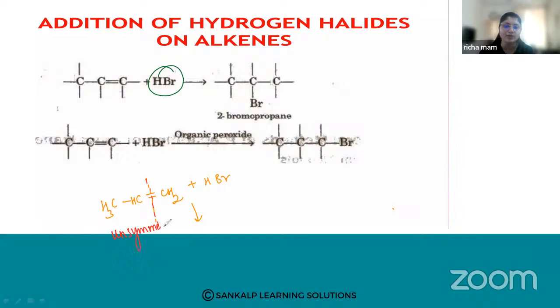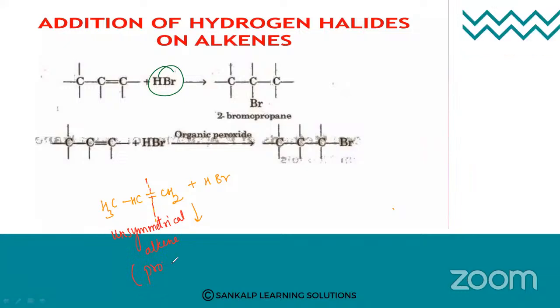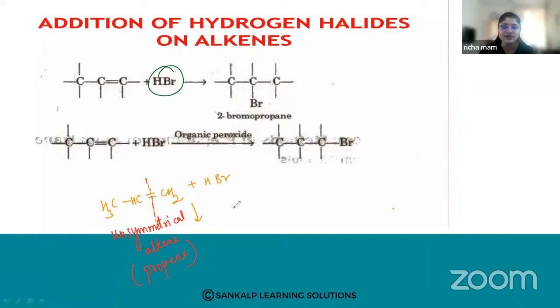Now add to that unsymmetrical alkene. Can you give the name of this alkene? It is propene. Good. Now this is propene. Now, how will the addition be possible? How will you add this hydrogen halide across this unsymmetrical alkene, students?